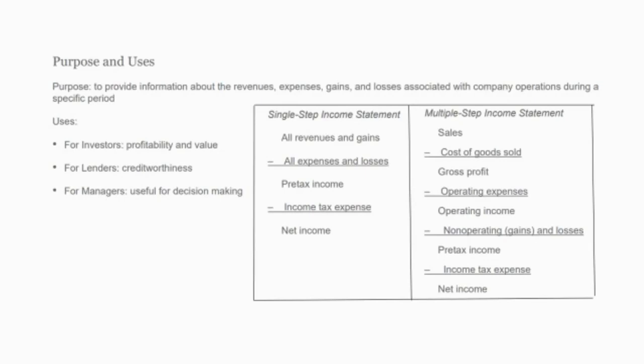But in multiple-step income statements, it is a little bit more complicated. We take sales minus cost of goods sold to become gross profit. And then we minus operating expenses to come to operating income. And then we minus non-operating gains and losses to become pre-tax income. And after we minus the income tax expense from pre-tax income, we come to net income.